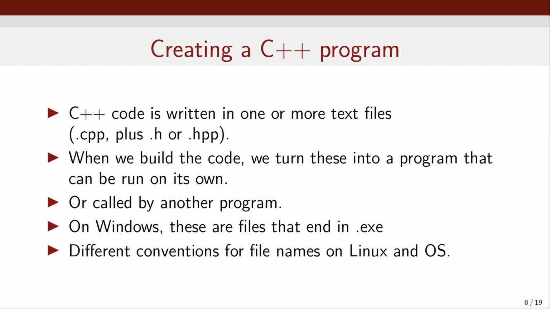C++ is written in one or more text files. That's what we've done so far. We've written it in CPP files, and one can also write C++ in header files like H or HPP files. When we build the code, we turn these files into a program that can be run on its own or can be called by another program.